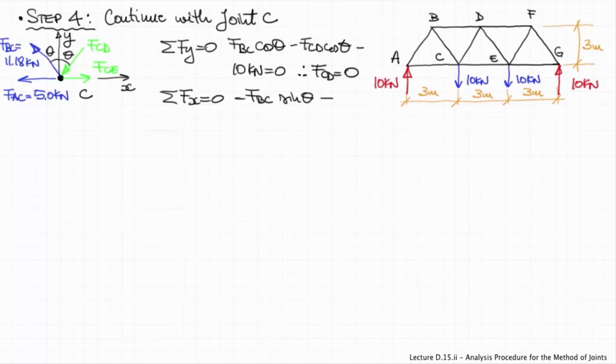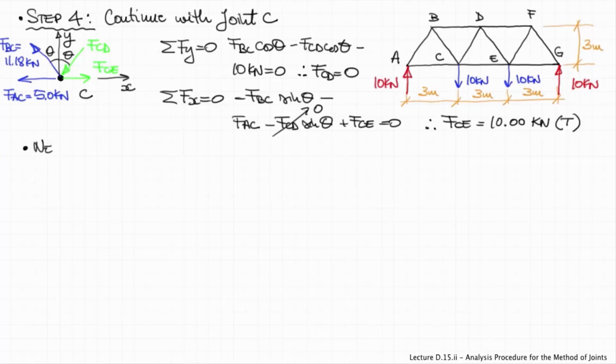Remember that when we write the equation of equilibrium here, I'm going to write this term anyway, negative FCD sine theta, but FCD is 0 as we determined in the previous equation. And therefore from this expression we can determine the magnitude of FCE, which is 10 kilonewtons, positive number. Our guess was correct, so the member FCE is in tension with a magnitude of 10 kilonewtons.